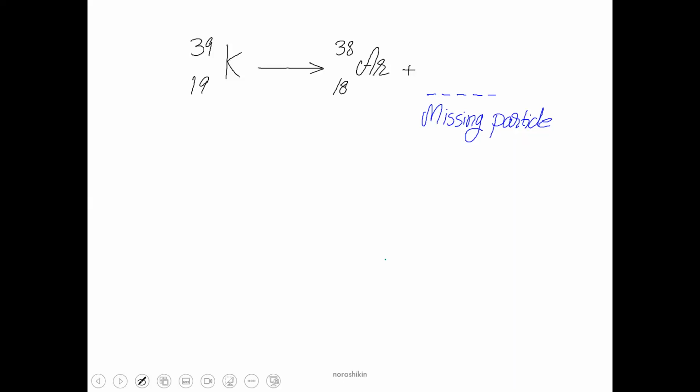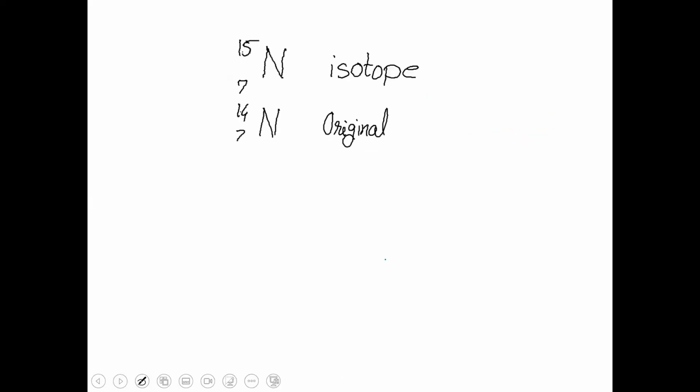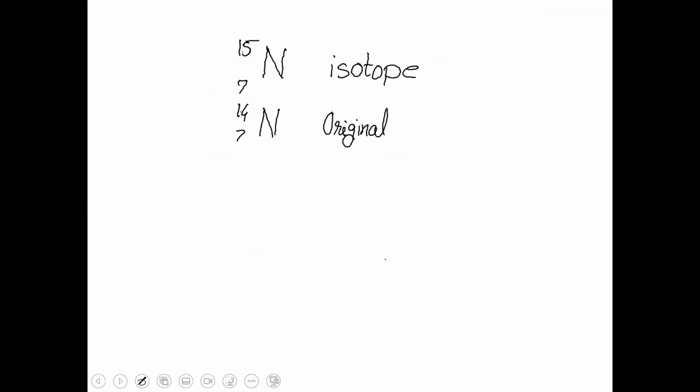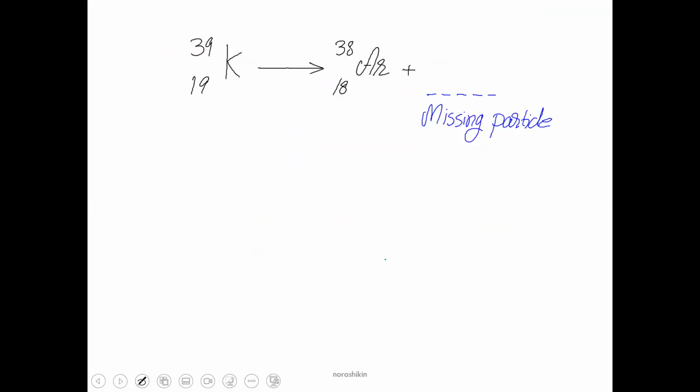Now, the examiner can ask you if you remember this master equation, okay? And the examiner can ask you to fill in the space, the missing particles. Look at this equation and guess which particle is missing. Alpha.